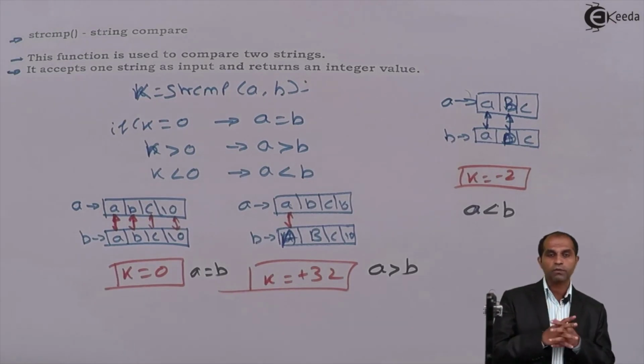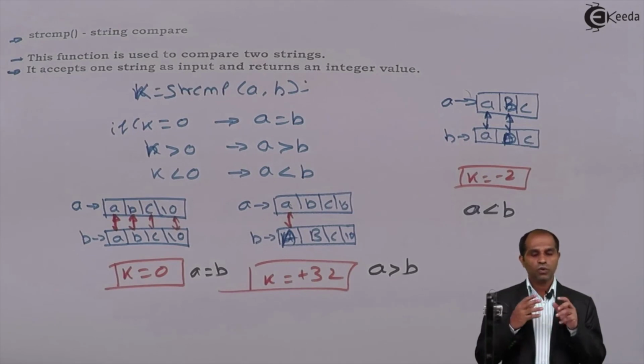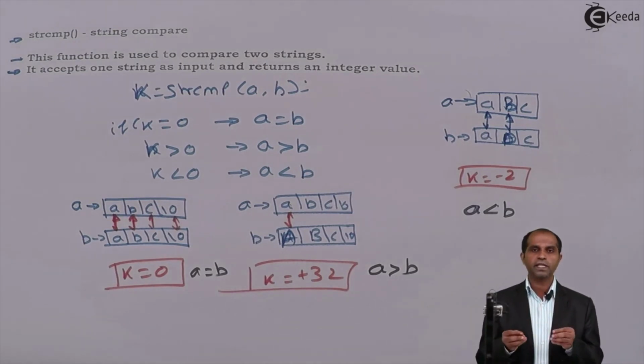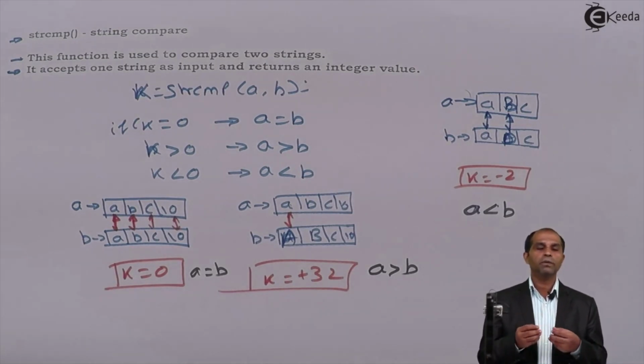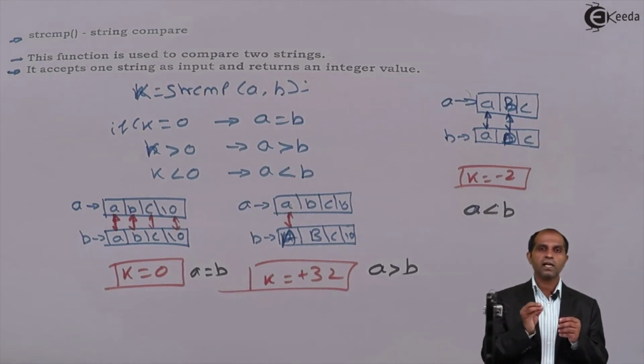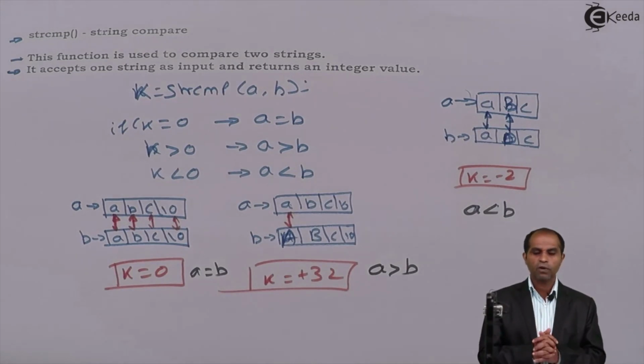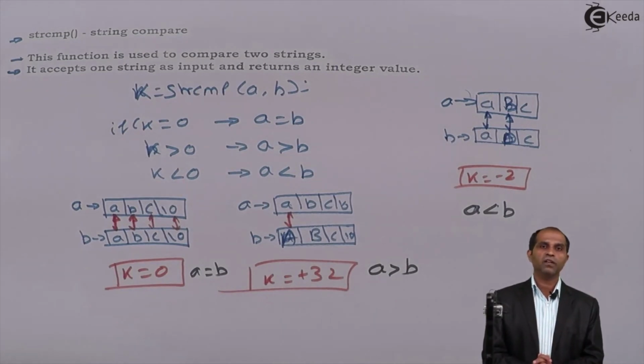That is about the concepts of this particular string library function strcmp. You can take up different situations and different examples and check what the return value will be. This is a case sensitive ASCII based comparison. If you want a non-case sensitive comparison, you can use strcmpi as the function. That is about the various string library functions.